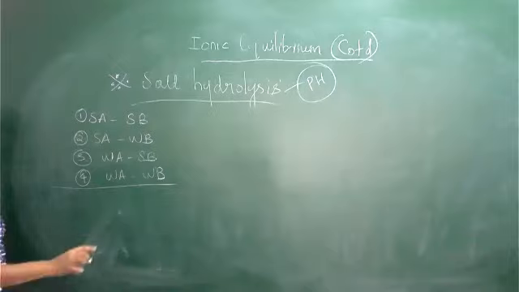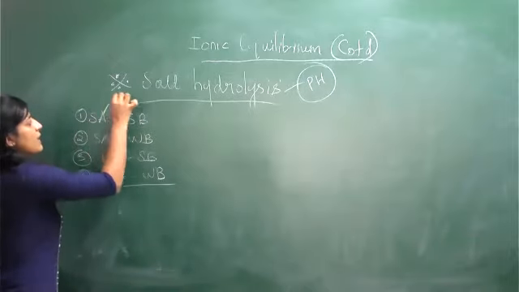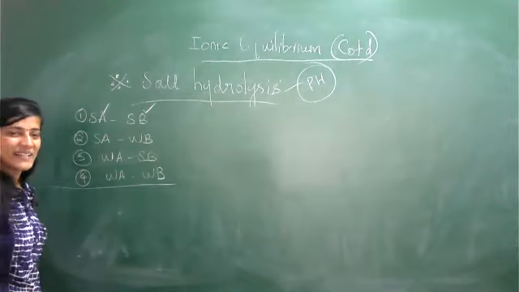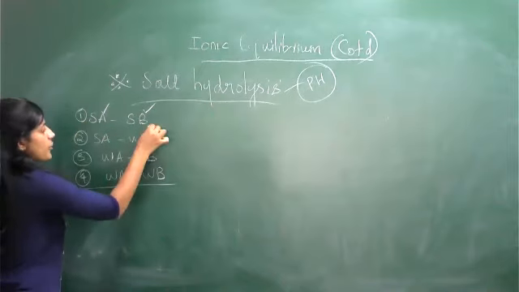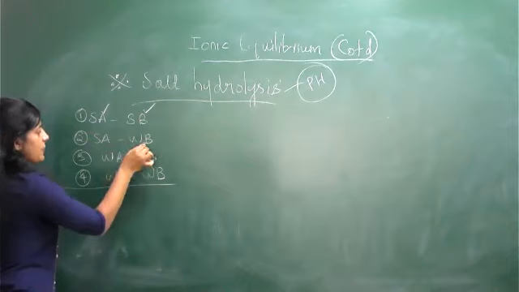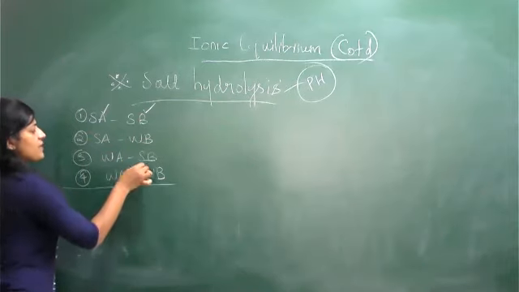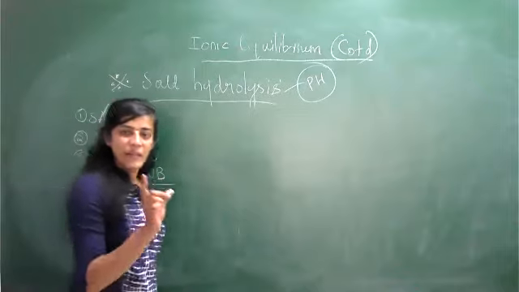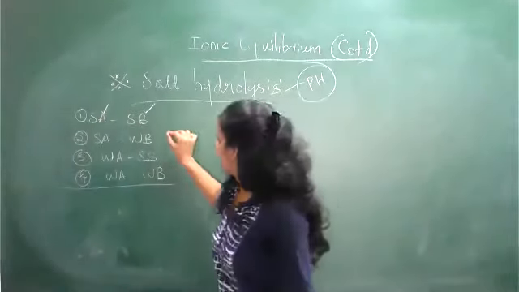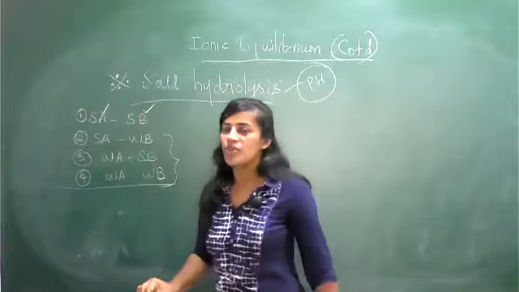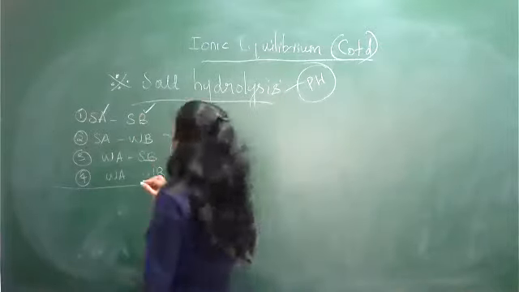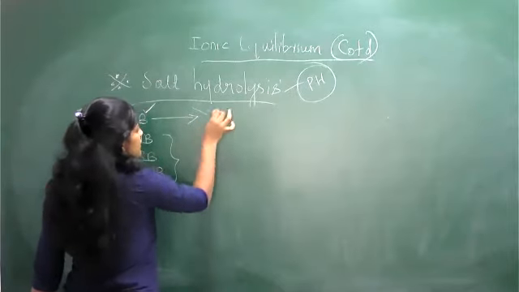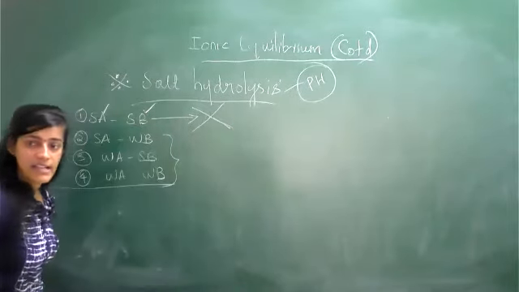Okay, students. Acid plus base combined together forms a salt. So we have strong acid with strong base, strong acid with weak base, weak acid with strong base, and weak acid with weak base combinations. But one more important point: these three only undergo salt hydrolysis. Strong acid, strong base never undergoes hydrolysis.